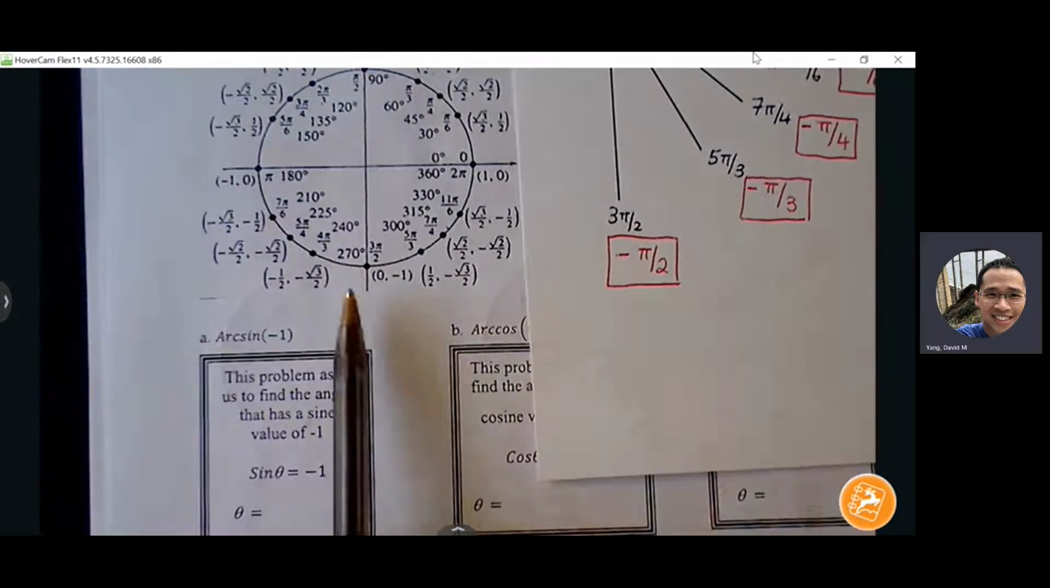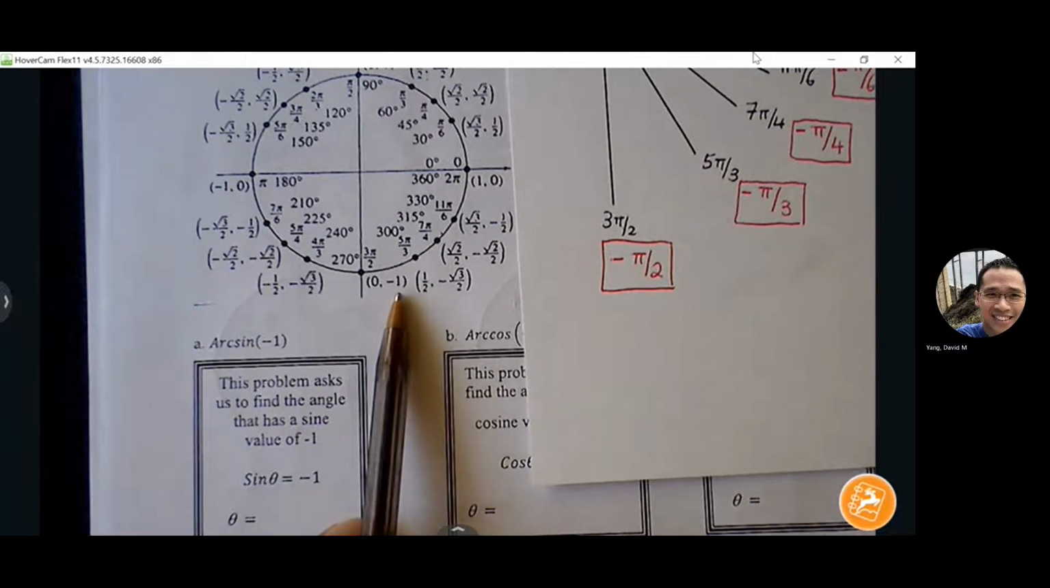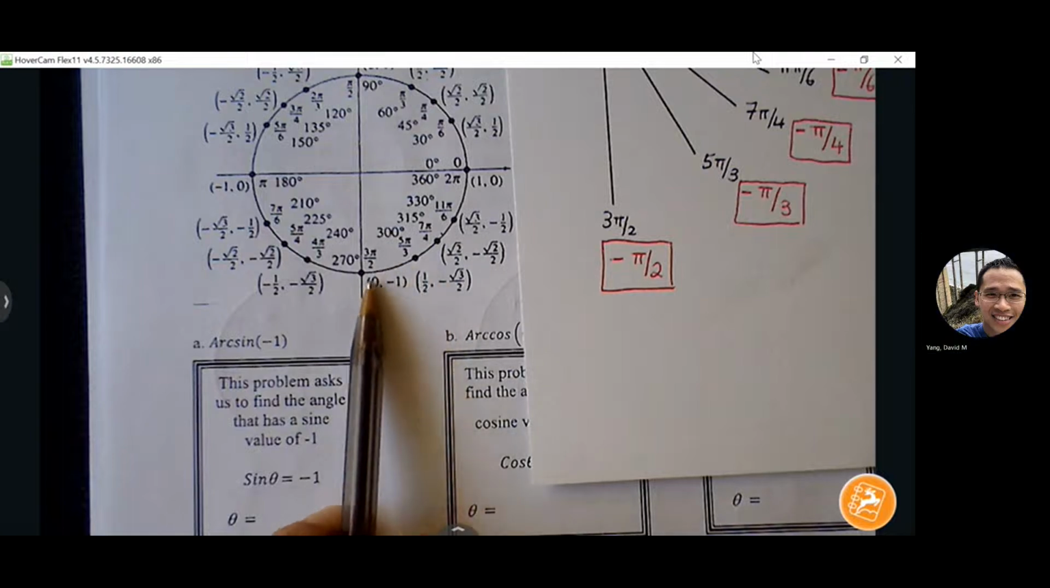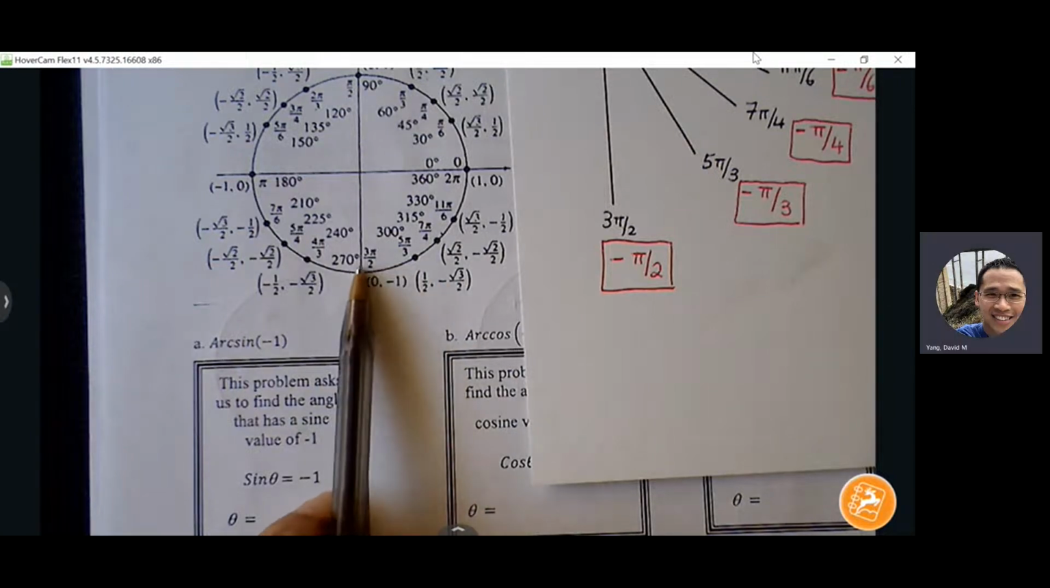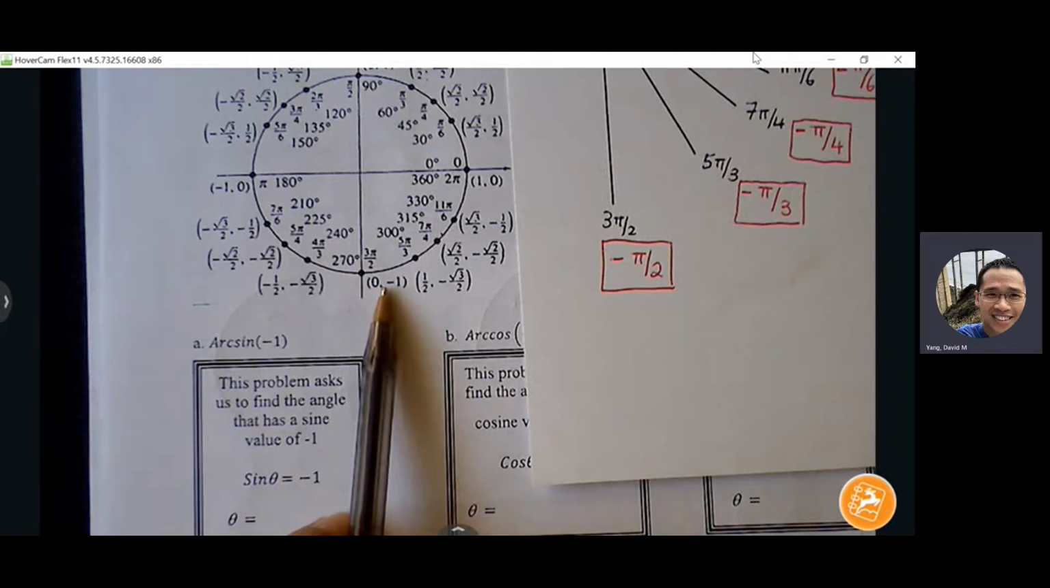3 pi over 2. Well, where is sine equal to -1? Sine is the y value, right? So sine of what angle measure is equal to -1? So sine of 3 pi over 2 is equal to -1, right?